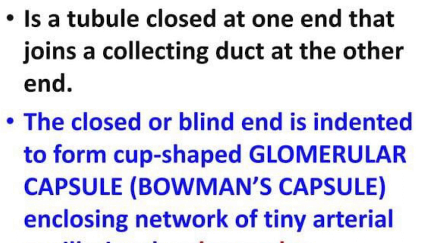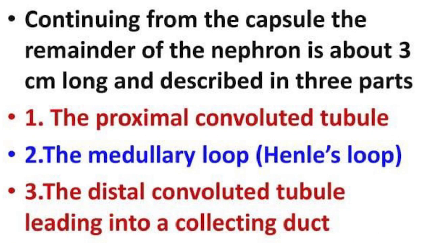This cup-shaped organ present in the nephron is called the glomerular capsule, otherwise called Bowman's capsule. This Bowman's capsule is 3 centimeters in length. It contains 3 parts. One is the proximal convoluted tubule. The second one is the medullary loop, otherwise called Henle's loop. The third one is the distal convoluted tubule.